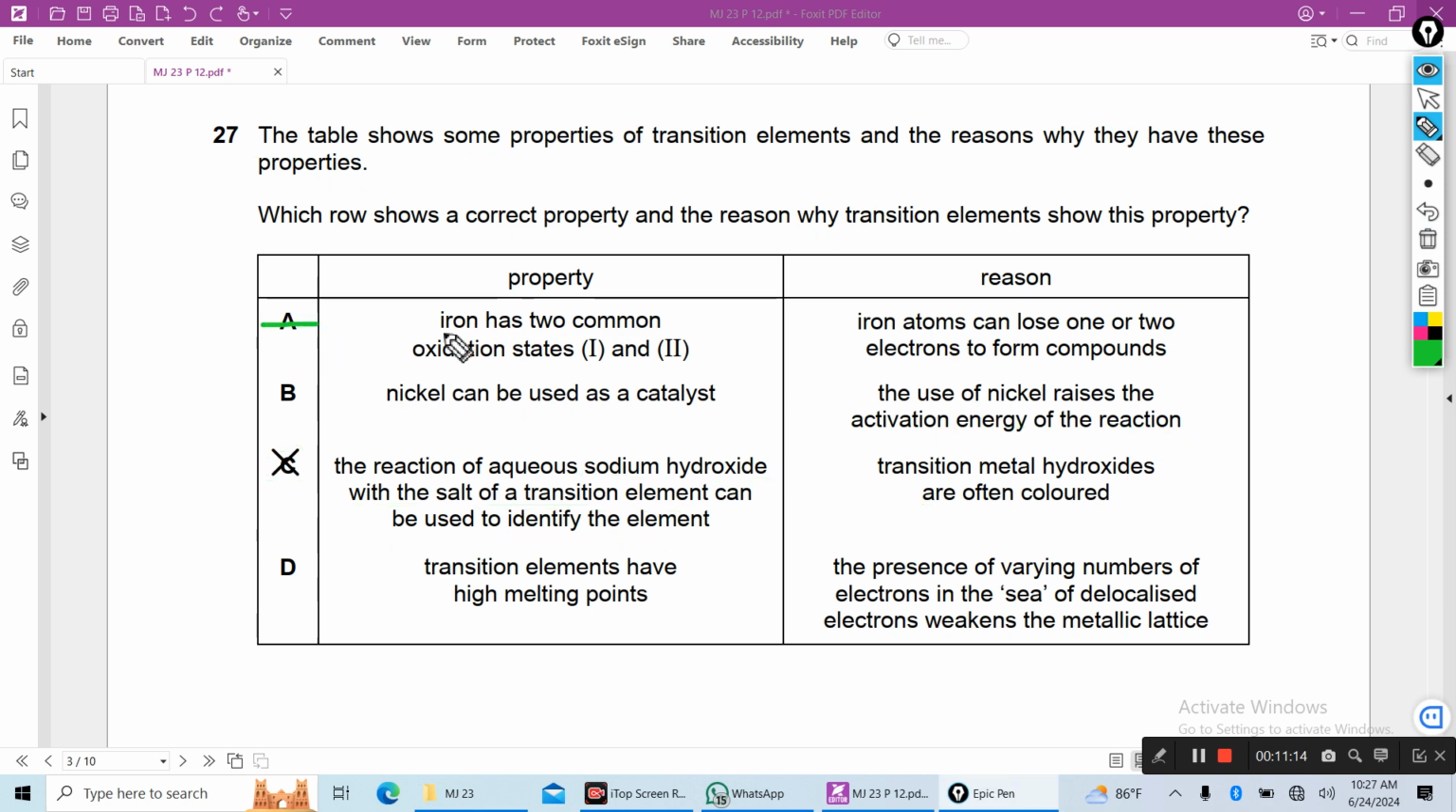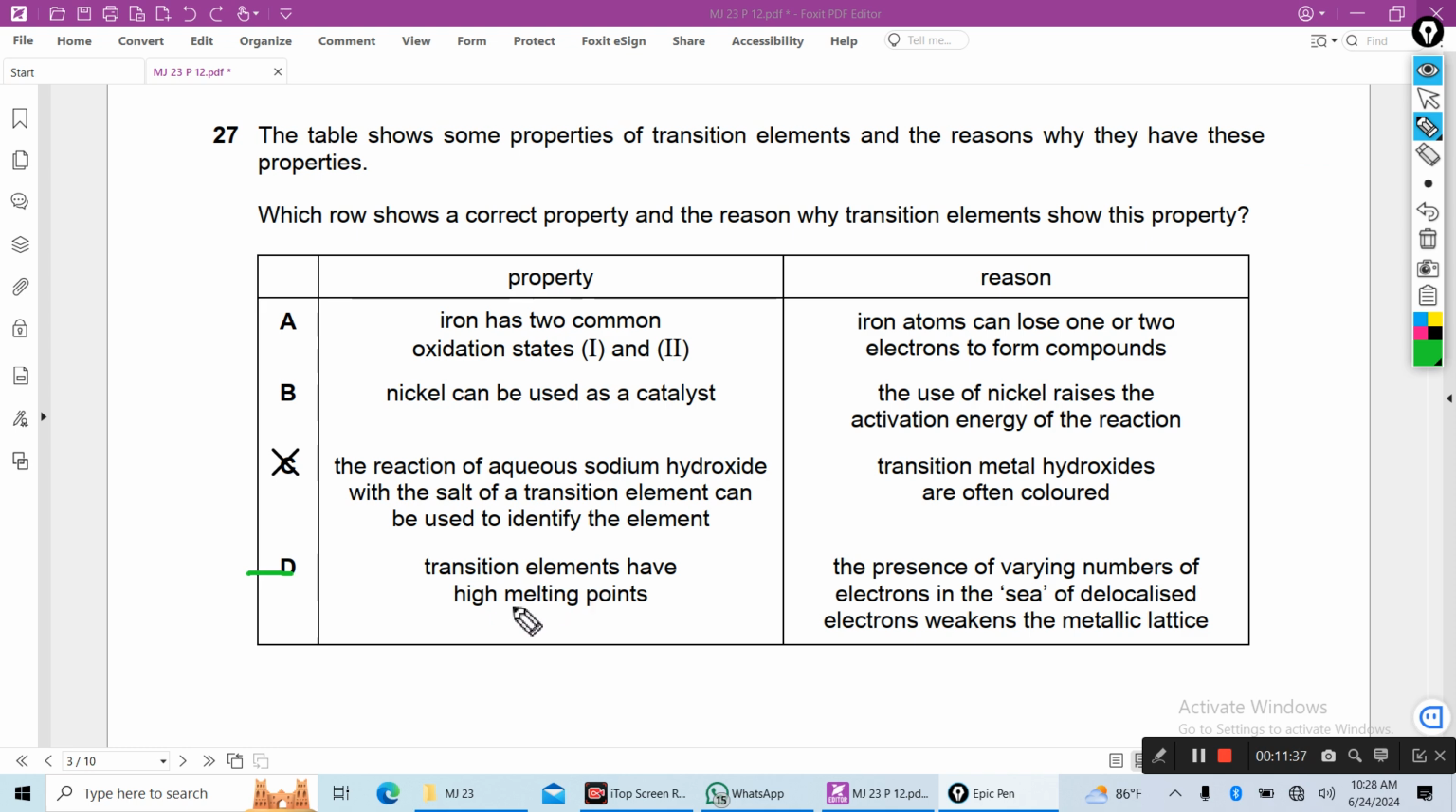Why is A wrong? Iron has 1 common oxidation state? No, this is wrong. Iron has 2 common oxidation states, 2 and 3. Nickel can be used as a catalyst. The use of nickel raises the activation energy of the reaction? No, this is wrong. A catalyst decreases the activation energy, not raises it.